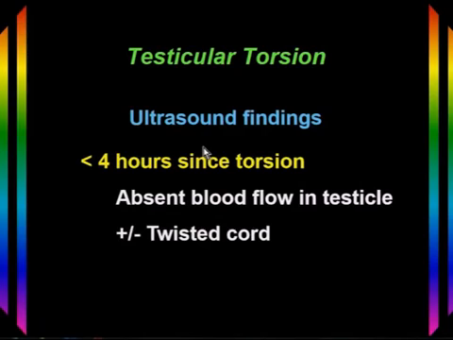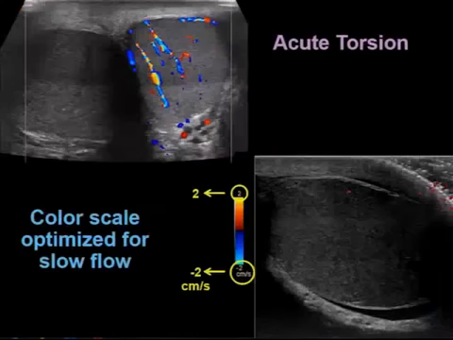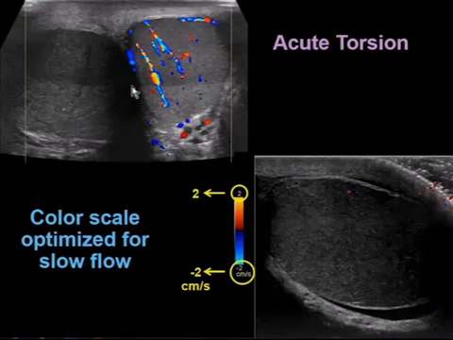With testicular torsion, we'll see absent blood flow in the testicle, and we may or may not see the twisted cord. So here's a patient who has acute testicular torsion. You can see that the right testicle is slightly hypoechoic compared to the left, and that with color Doppler, there's no flow inside this testicle.